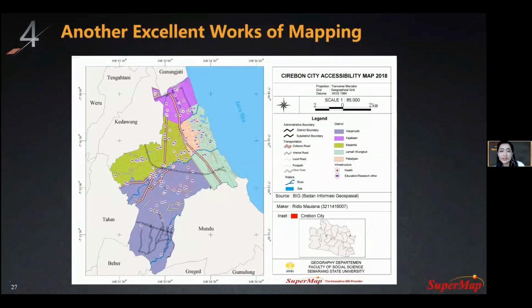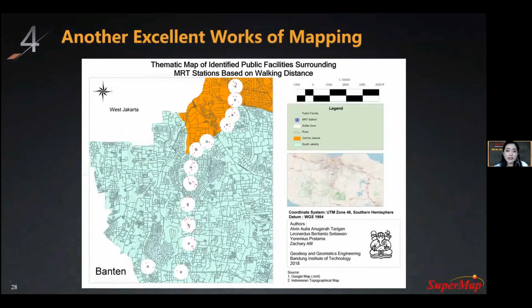And this map is the accessibility map. And it shows how convenient it is from the infrastructure to the transportation. This map is the public facilities surrounding the MRT stations based on the walking distance. And I have a suggestion for this map: it needs to mark the points of the public facilities.